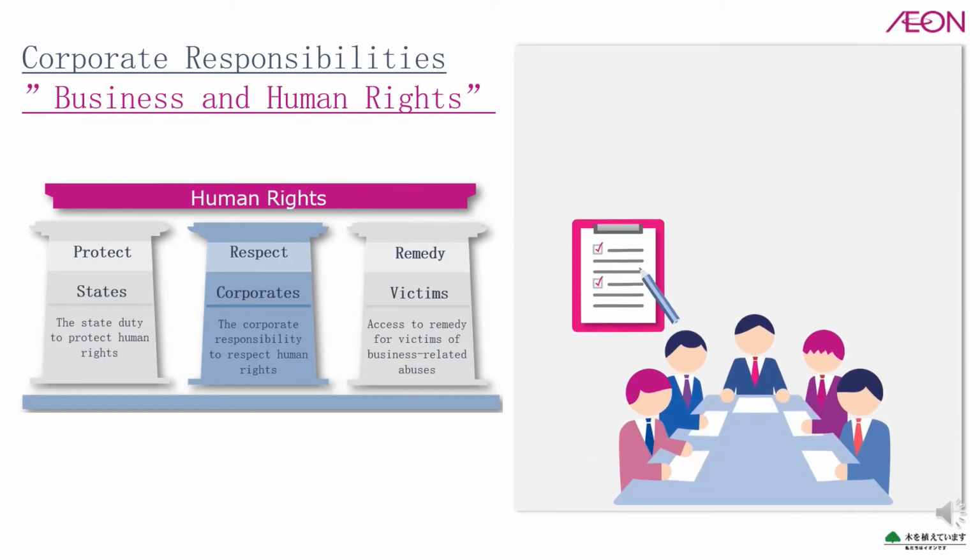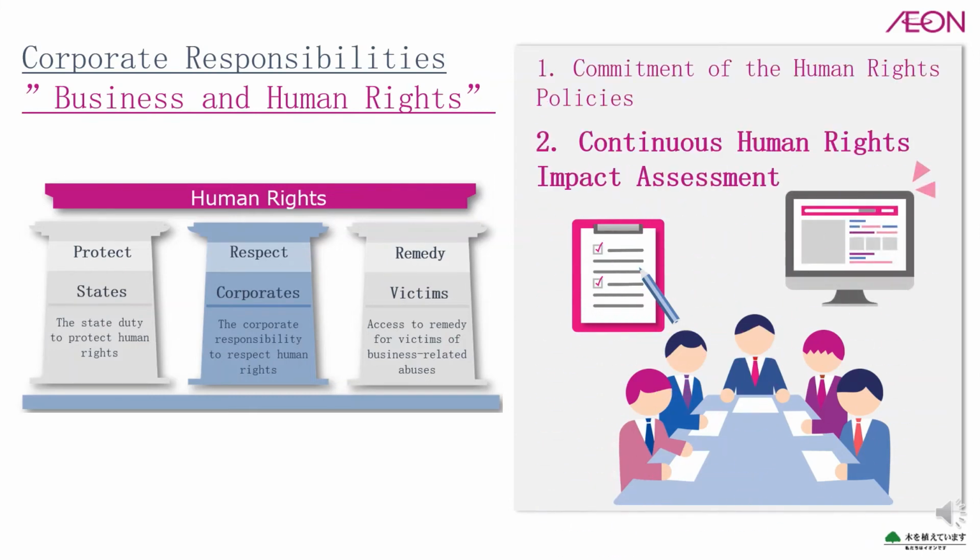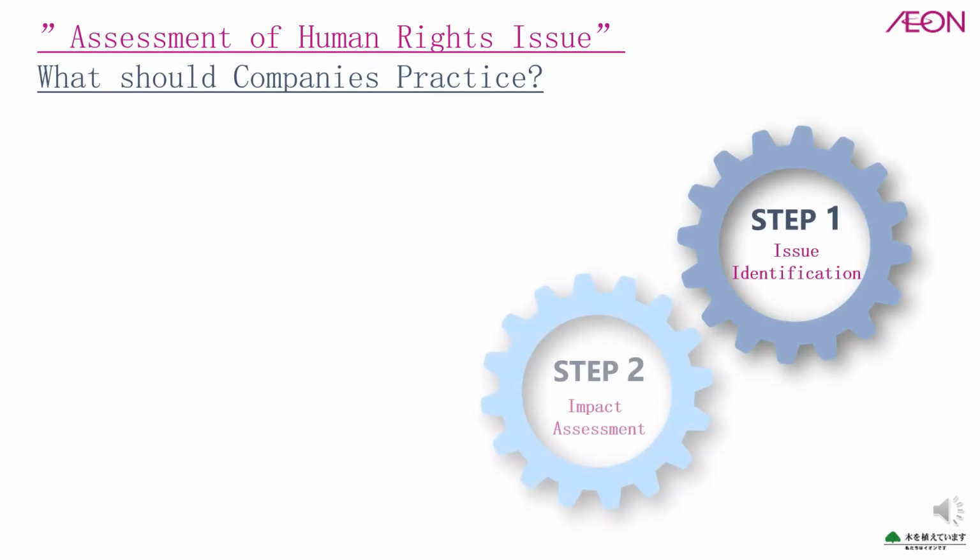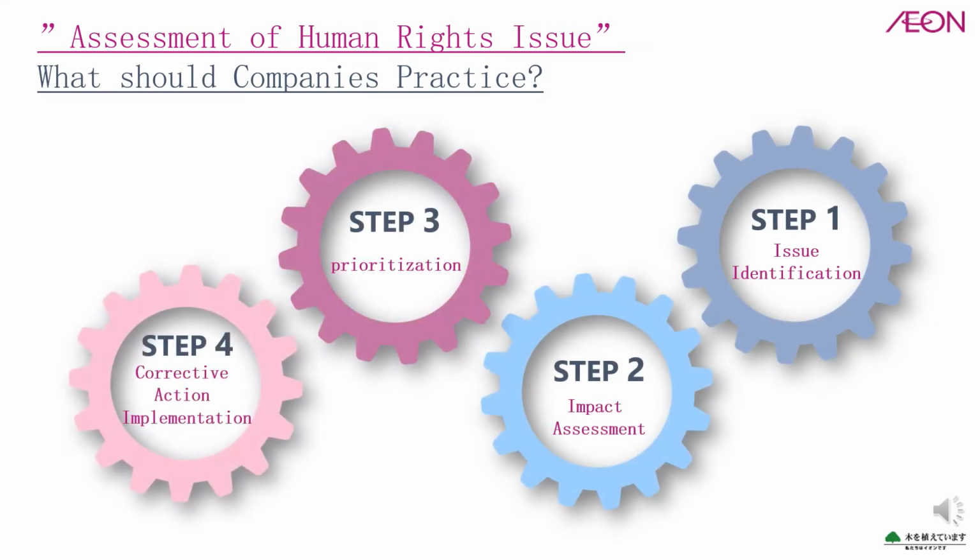Second, they continuously evaluate the impact of their business activities on human rights. Disclosing and sharing the information are also requested. Companies are required to evaluate and correct the negative impact of their business activities on human rights in order to achieve the activities under their human rights policies.